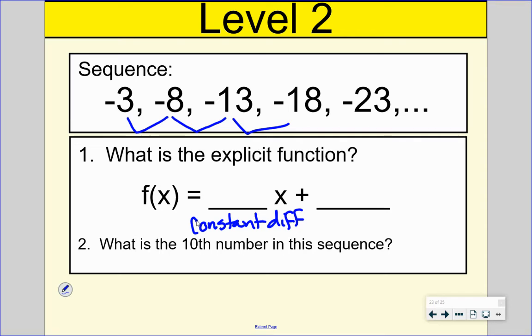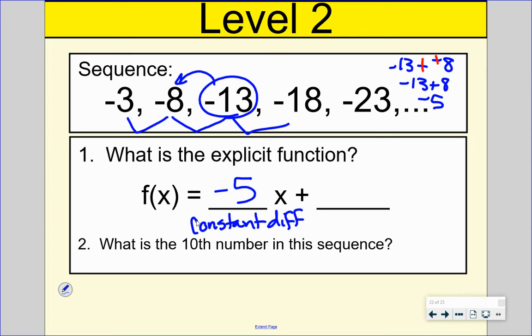If you don't see it right away, take any term in the sequence. I'm going to take -13 and subtract the number before it. So -13 minus -8. Remember that subtracting a negative is the same as adding. Subtracting is the same as adding the opposite. So -13 plus 8 gives me -5. So my constant difference is going to be -5. Our constant difference is what is being multiplied by our x variable.